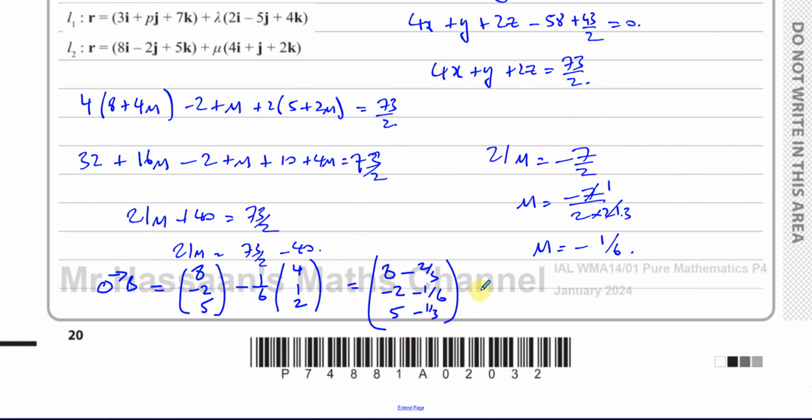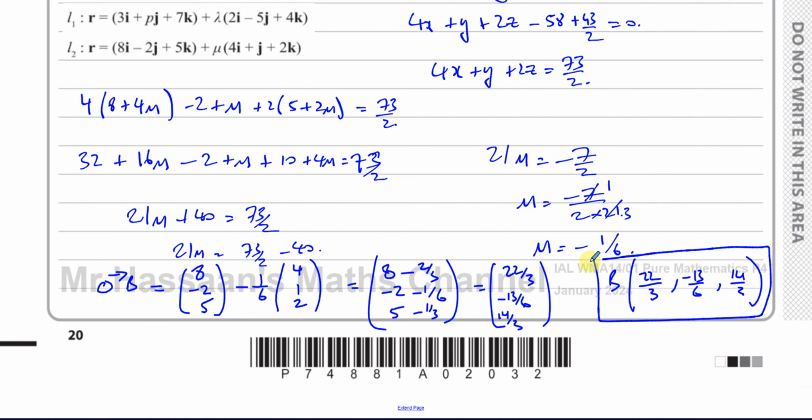Okay, so 8 minus 2/3, that's 24 over 3 minus 2 over 3, that's 22 over 3. And minus 2 minus 1/6, that's minus 12 over 6 minus 1 over 6, that's minus 13 over 6. And 5 minus 1/3, that's 15 over 3 minus 1 over 3, that's 14 over 3. So we can say the coordinates of B are going to be 22 over 3, minus 13 over 6, and 14 over 3. And those are the coordinates of the point B.